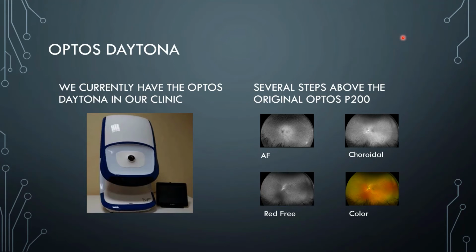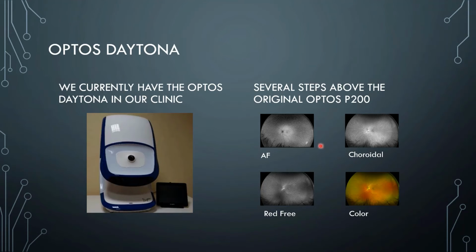Now today, of course, we don't have that same instrument, the P200. We now have the Daytona, which in and of itself is getting aged, but it is a fine piece of instrumentation, and it's several steps above the Optos P200 because you actually get a little wider field of view with it, and it's much easier for the patient to get their eye into and to get a good image.